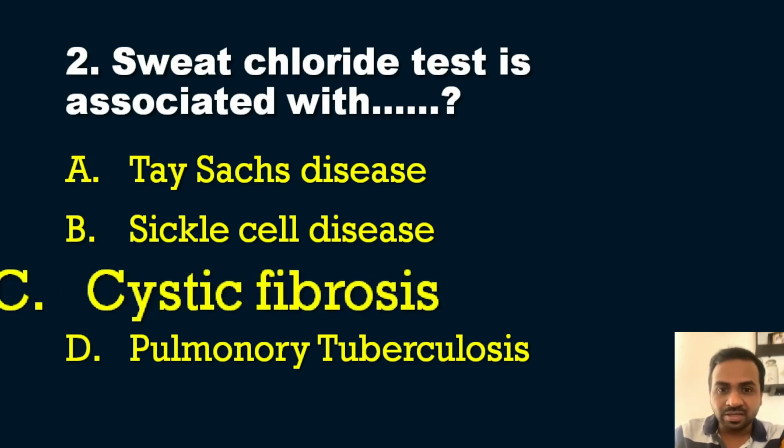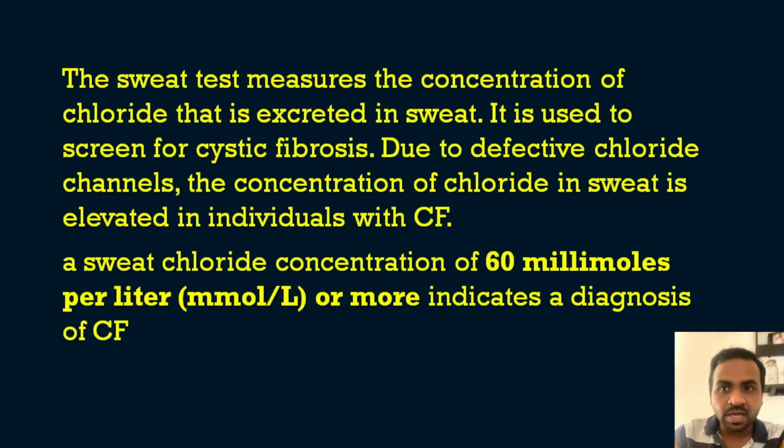In the explanation for this question, we will be seeing the diagnostic measures for all these four diseases. First, cystic fibrosis. The sweat test measures the concentration of chloride excreted in sweat. It is used to screen for cystic fibrosis. Because of defective chloride channels in cystic fibrosis, the concentration of chloride in the sweat will be elevated in individuals with cystic fibrosis.